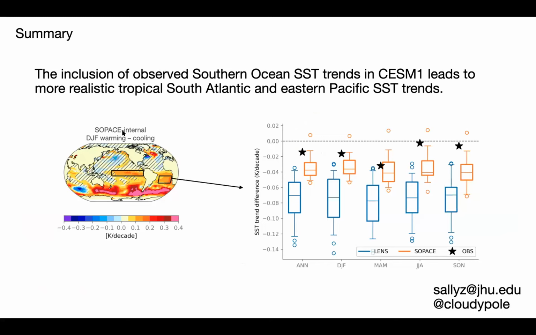So just to summarize, the inclusion of the observed Southern Ocean SST trends in CESM1 leads to more realistic tropical South Atlantic and tropical Eastern Pacific SST trends. And I'm going to end with this plot that I really like. I'm showing the significant improvement of tropical South Atlantic SST simulations in the pacemaker. And I'm happy to take questions. Also, please feel free to contact me if you have further questions.